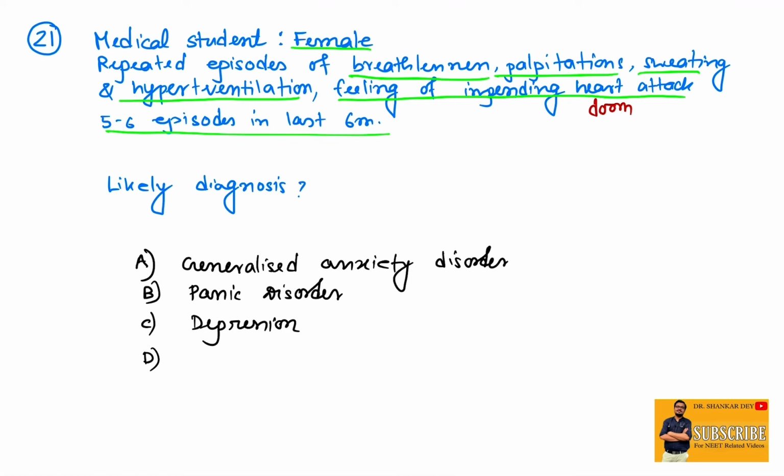Number 1 is generalized anxiety disorder, GAD, panic disorder, depression. So what is the most likely diagnosis? So feeling of doom, recurrent episodes with breathlessness, palpitation. It is a classical example of panic disorder. So the answer of this question will be panic disorder.